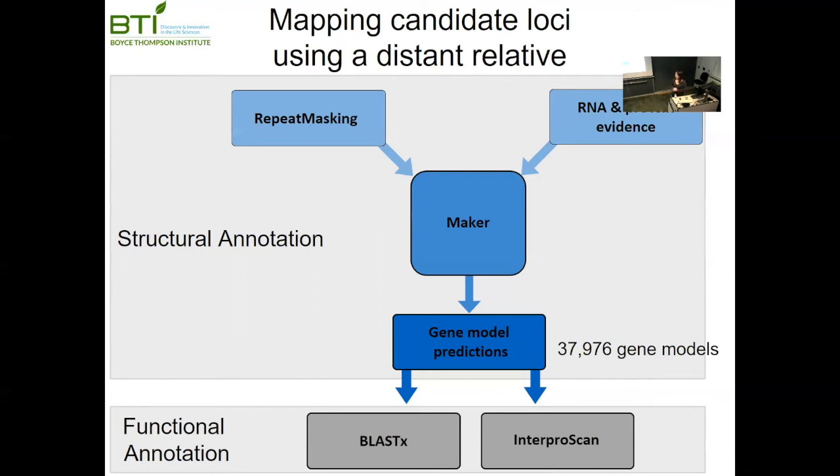So when we did that, we got almost 38,000 gene models. This is comparable to what you see in Pennellii and Lycopersicum. They should be pretty similar. And then we took these and tried to do functional prediction with those. So, what are they likely to encode? We did this using BLAST sequence similarity, and also InterProScan, which looks for domains in the protein.